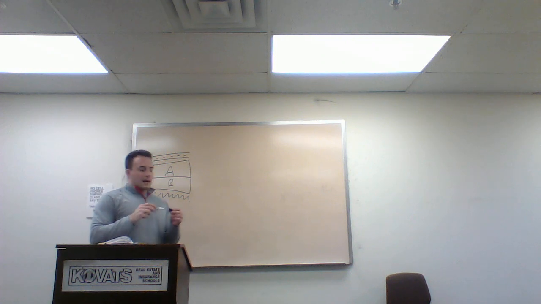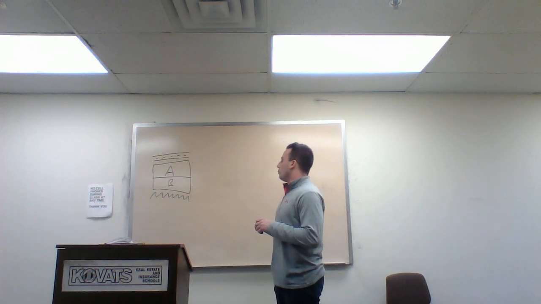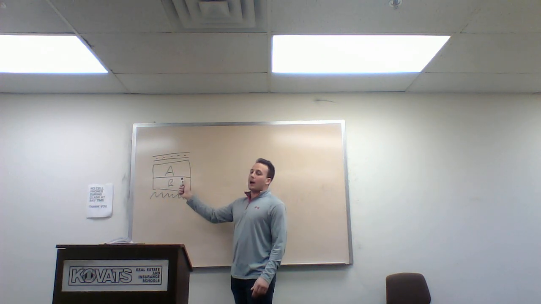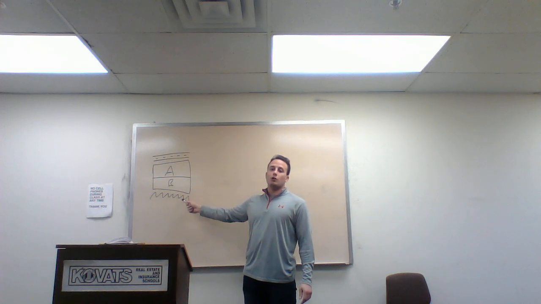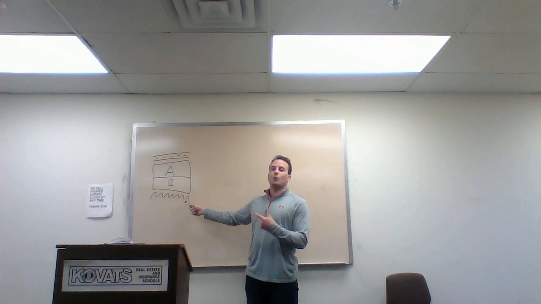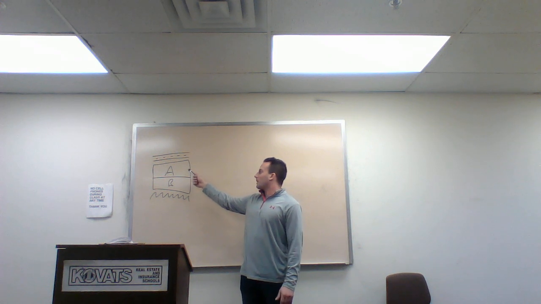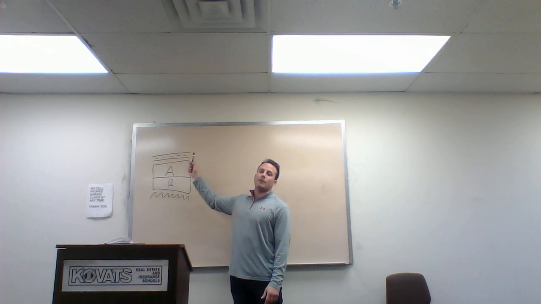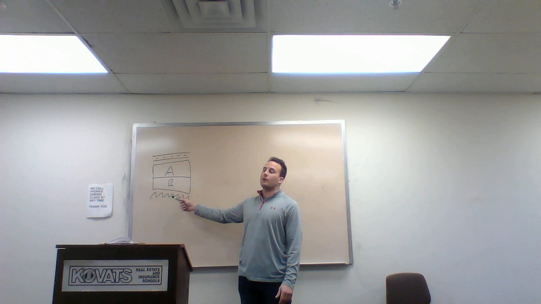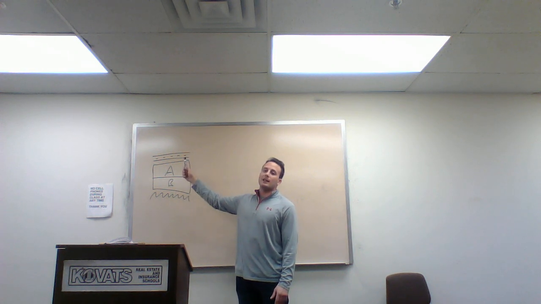So let's say, for example, in this example that I have up here on the board, we have property A, we have property B. Property B is an oceanfront property, as indicated by these beautiful waves right here. And property A is the property that fronts the street. So again, B is the oceanfront property, and A is the one that's on the highway.